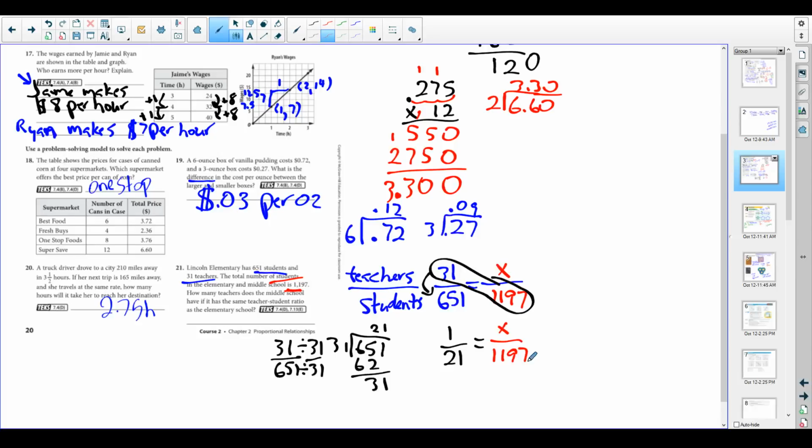So in 7th grade, anytime it gives you bad numbers in fraction form, you can usually simplify. So now if I multiply, 1 times 1197 is 1197. I still have to divide, but now I'm just dividing by 21, which is much better than the alternative of having to divide by 651, because I did not memorize my 651 times table.